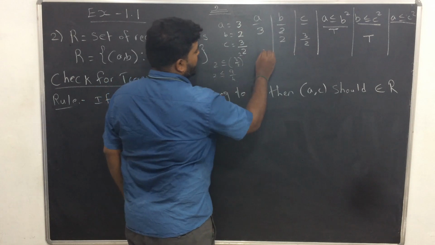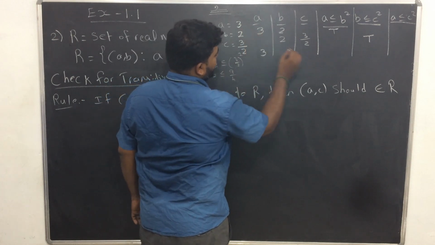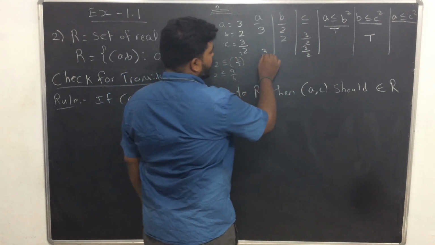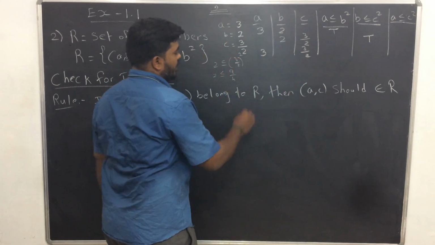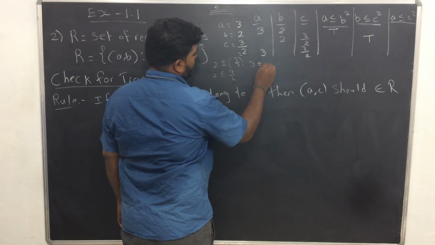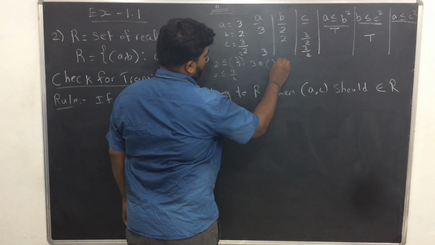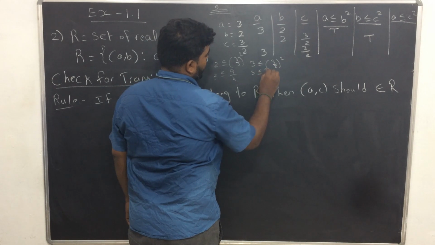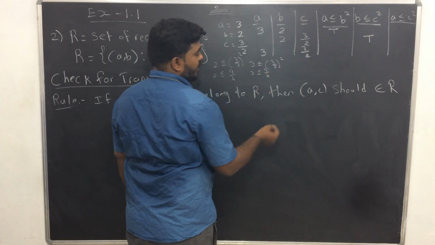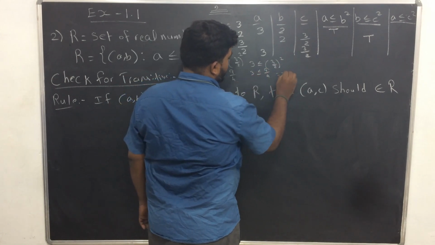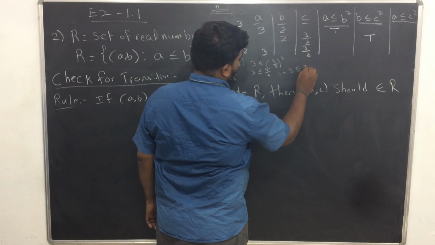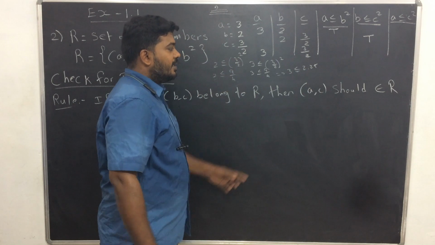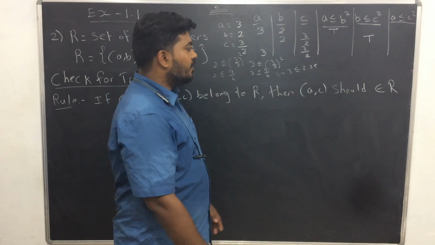So A is 3 and C is 3 by 2. We have to check if 3 is less than or equal to 3 by 2 the whole square. What is 3 by 2 the whole square? 9 by 4, that is 2.25. So this implies 3 is less than or equal to 2.25, which is false. 3 is greater than 2.25.